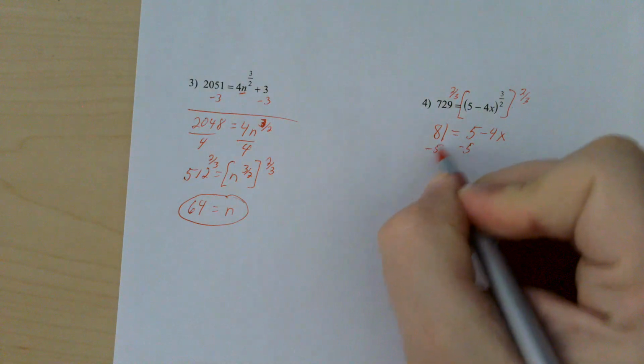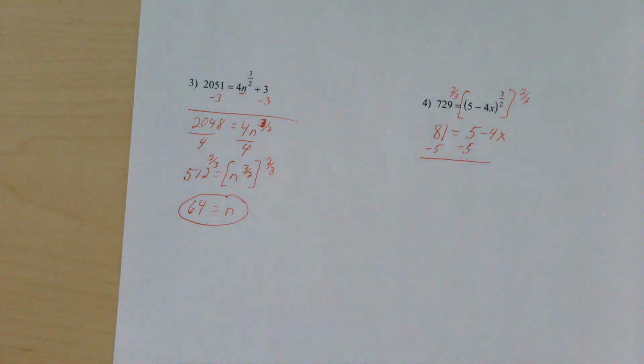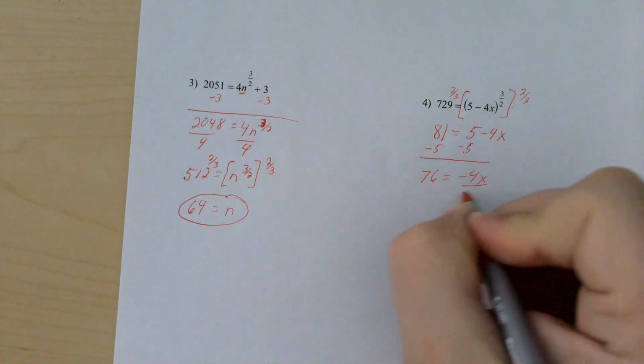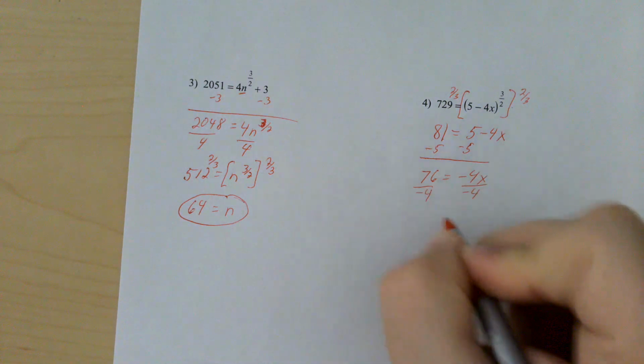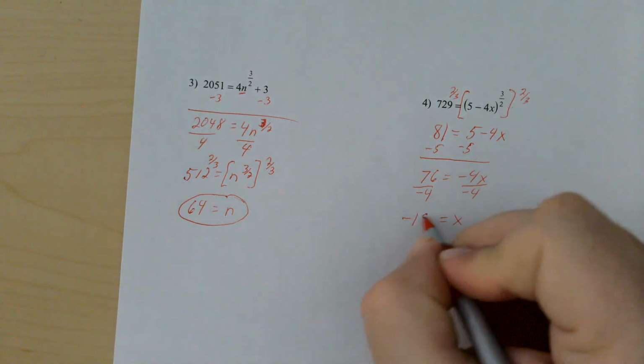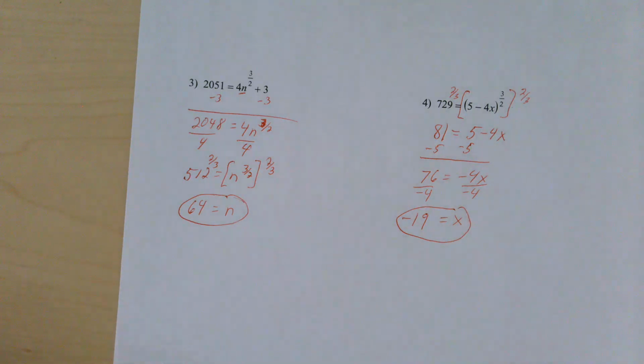All we have to do is subtract a 5. When we subtract 5, we get a 76. And then the last move is to divide by -4. And when you divide by -4, you get a nice answer of -19.